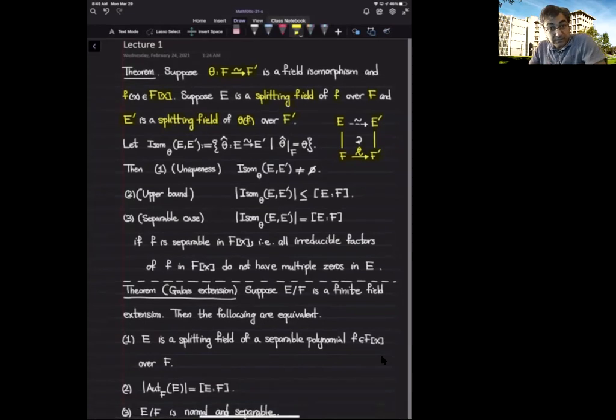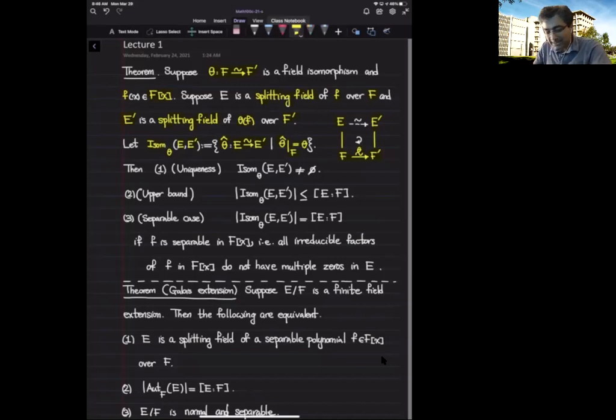Now, when we say that these splitting fields are unique up to isomorphism, this means I'm asking for some isomorphism from E to E prime. We not only look for an isomorphism from E to E prime, but in fact we look for an isomorphism that's compatible with theta. So what does that mean? It means I'm looking for theta hats that are isomorphisms from E to E prime in a way that when I restrict them to F, I end up getting theta.